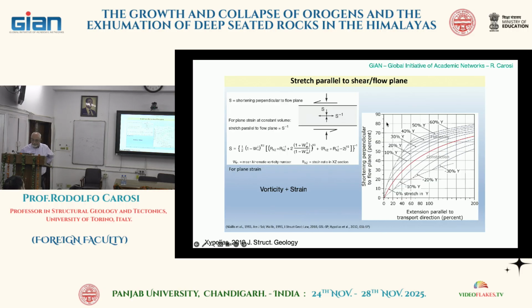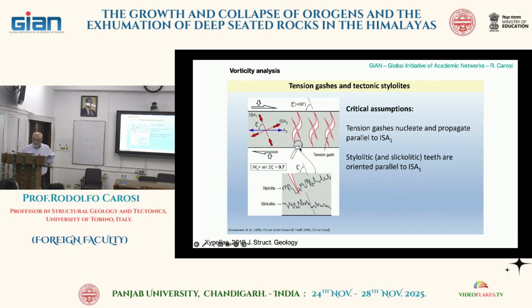Okay, this graph is more or less the same. You have shortening perpendicular to the flow plane in percentage and extension parallel to the transport direction. The red line is for no stretch along Y, that is plane strain. But if you have constriction, you have this kind of line, and flattening, you have this kind of line. But okay, you can use this equation with no problem.